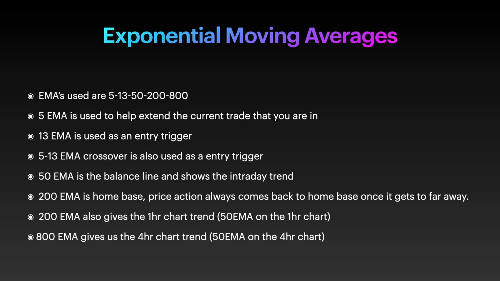So whenever you have the 800, the 200, and the 50 all in the same direction, let's say the 50, 200, and 800 are all above price, that means that on the 15-minute, 1 hour, and 4 hour charts, the intraday trend is a seller's intraday trend, meaning prices are going down.